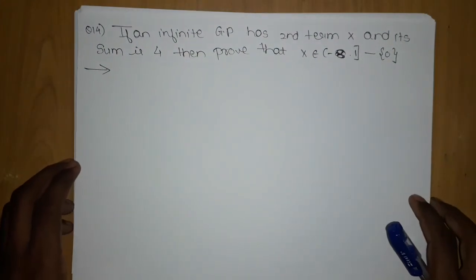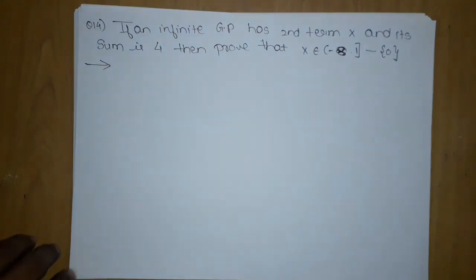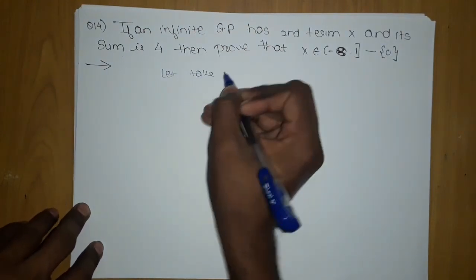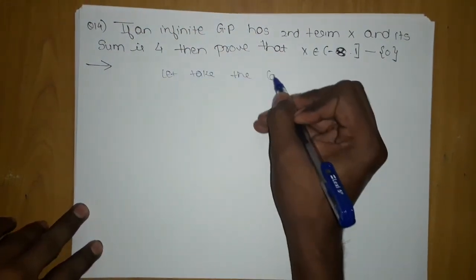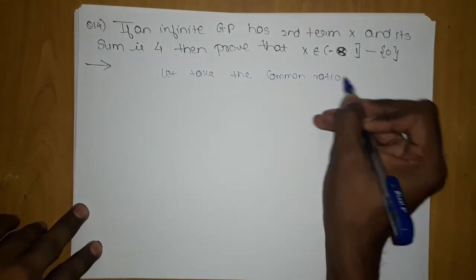Okay, the last question. It says that if an infinite GP has second term x and its sum is 4, then prove that x belongs to minus 8 to 1, with 1 included and 0 excluded for x. So how can we do it? Let's take the common ratio r. Why are we taking it?